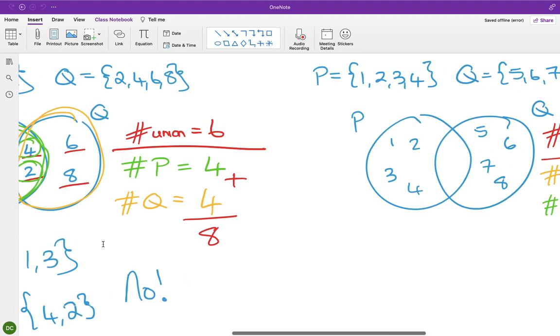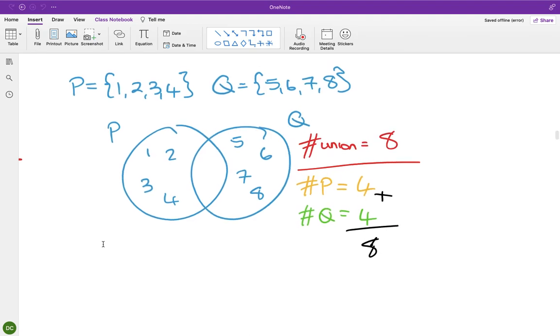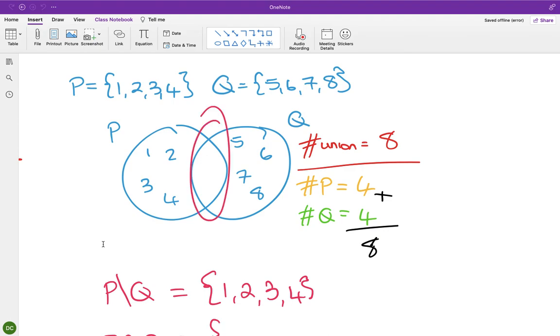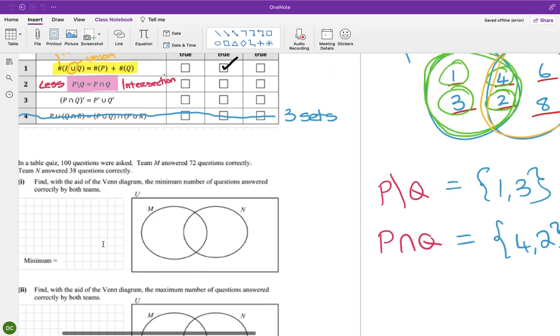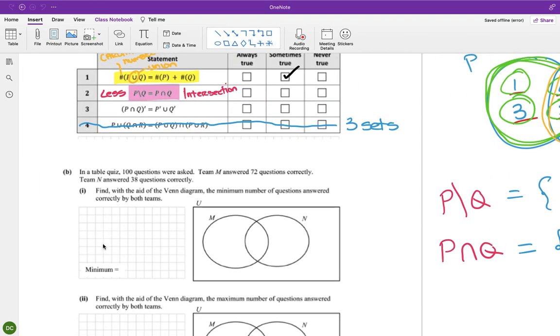Okay, so then let's try the other set, the one where we didn't have an overlap. So what in this case is P less Q? Good. 1, 2, 3, 4. And what's P intersection Q? It's a null set. So in this situation, are they equal? No. So what's the answer? Never true.